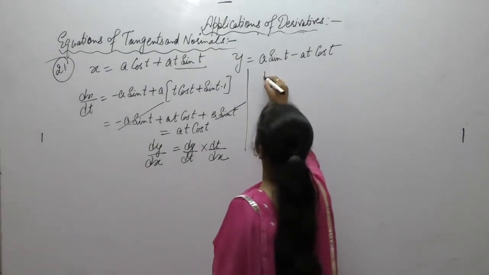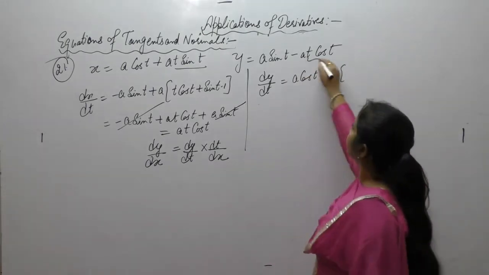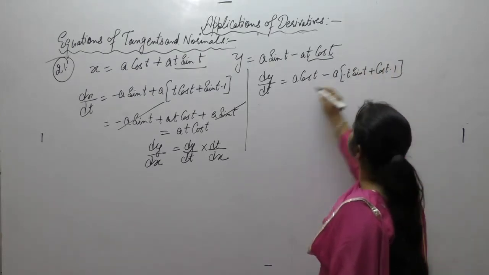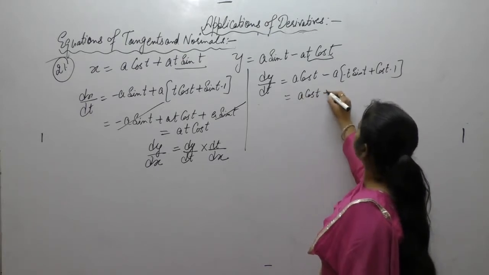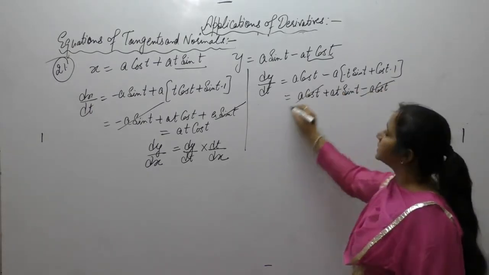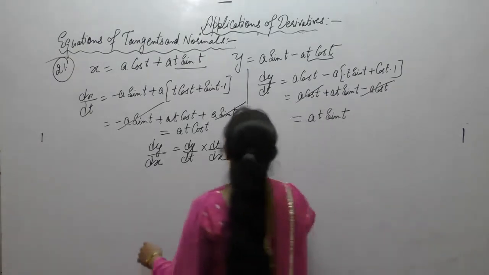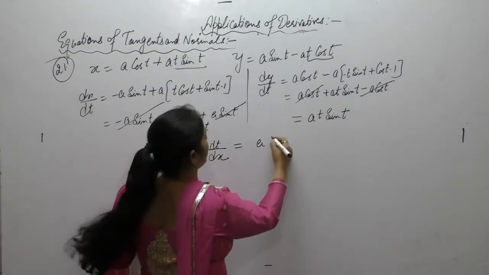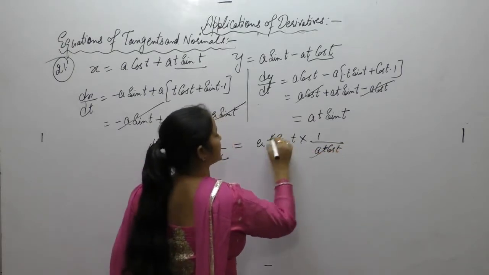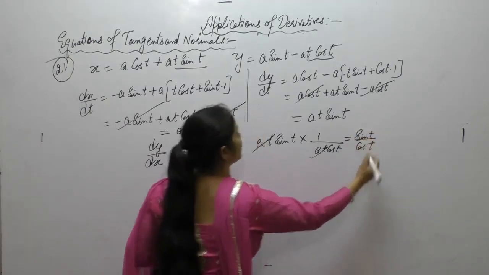Now differentiate y with respect to t. Derivative of sin is cos, u into v rule. First derivative of second plus second derivative of first. A cos of t minus minus plus a t sin t minus a cos t. A cos t will get cancelled. We have left with a t sin t. So what we get? dy upon dx is a t sin t into 1 upon a t cos t. So we have left with sin t upon cos t. Sin upon cos means tan t.